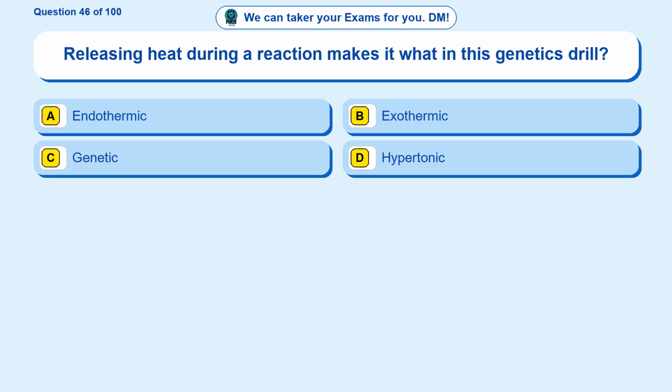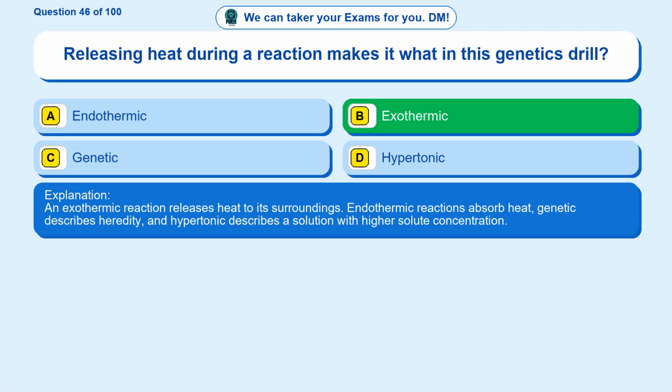Question 46. Releasing heat during a reaction makes it what in this genetics drill? Option A endothermic. Option B exothermic. Option C genetic. Option D hypertonic. The correct answer is option B. Exothermic. An exothermic reaction releases heat to its surroundings. Endothermic reactions absorb heat, genetic describes heredity, and hypertonic describes a solution with higher solute concentration.